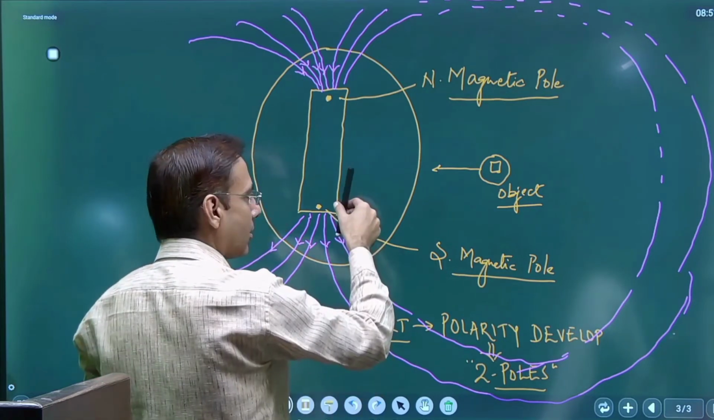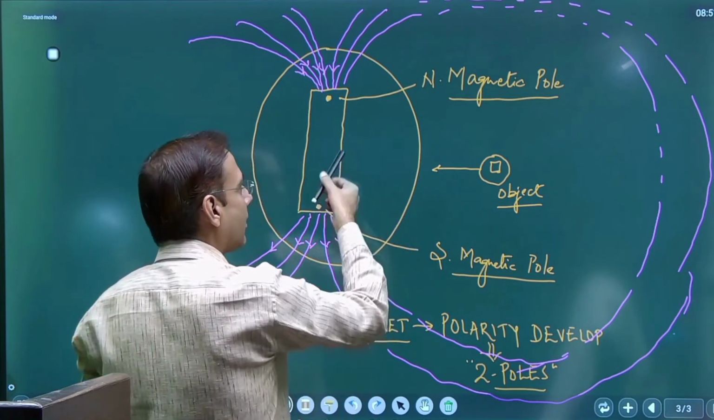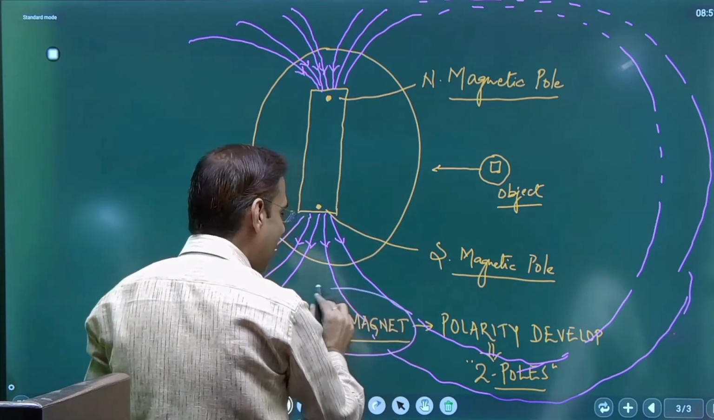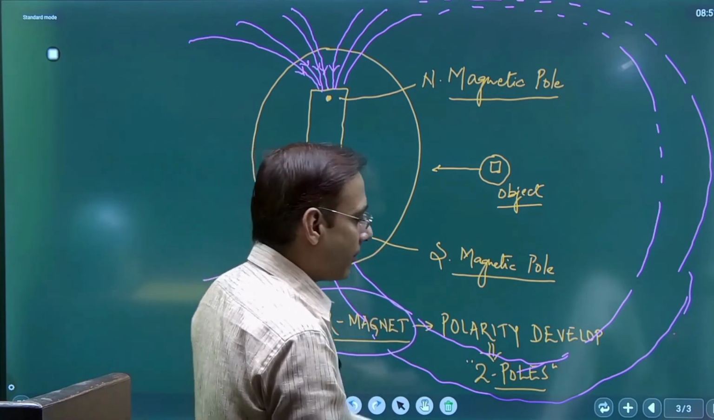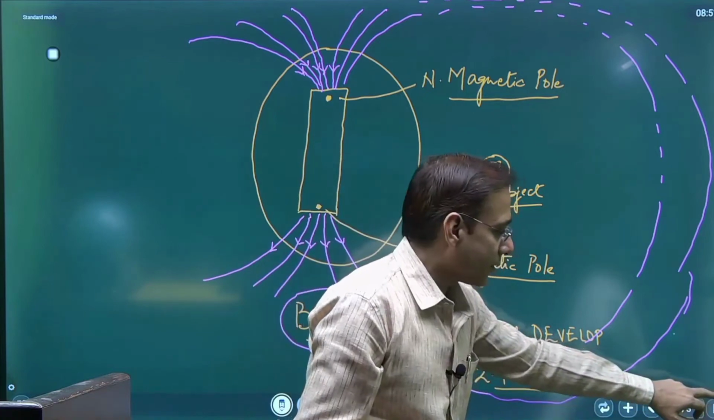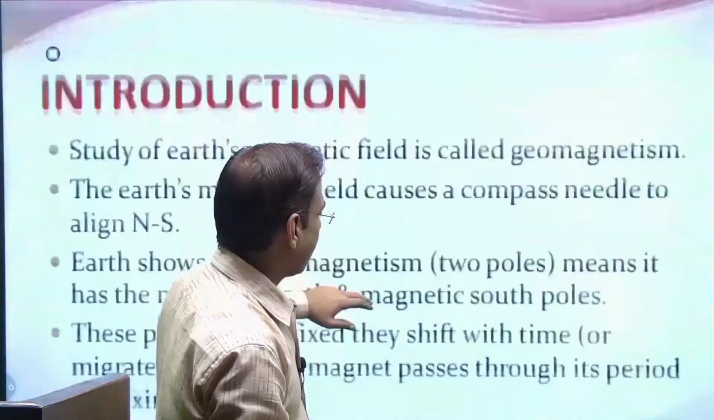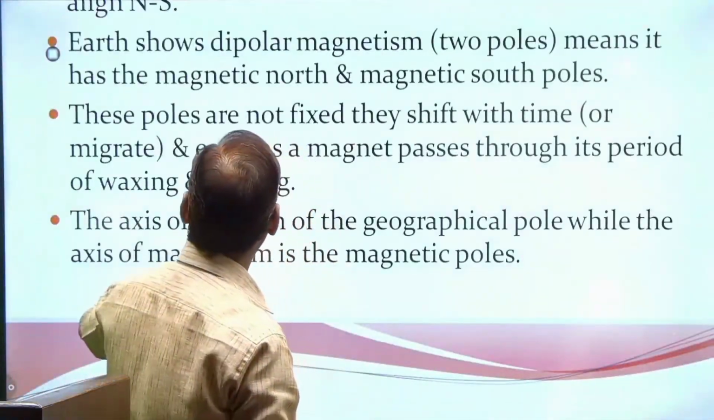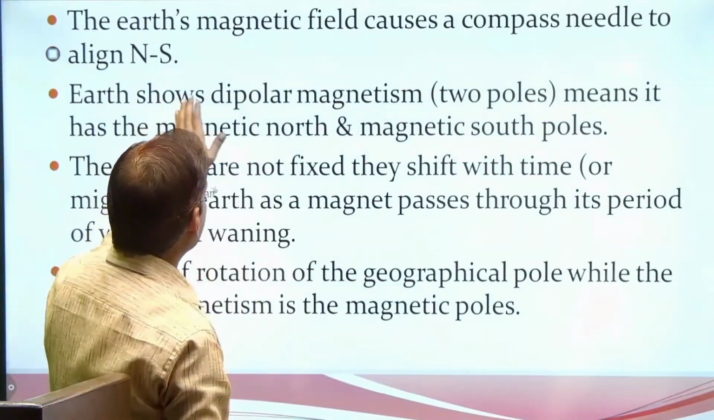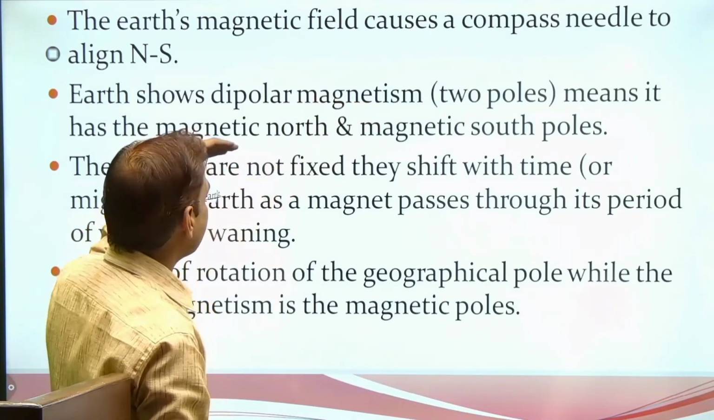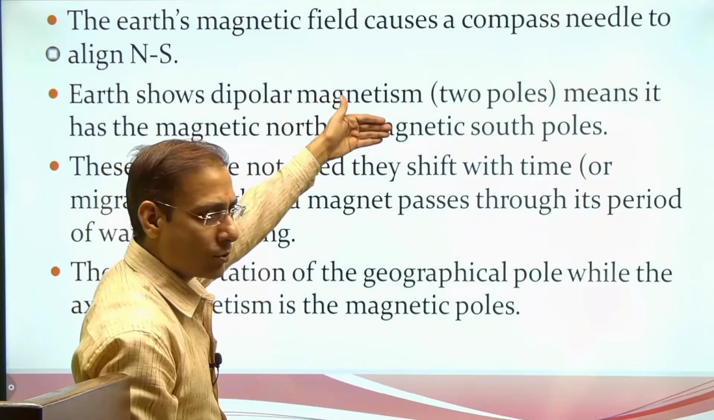Once you take a compass aligned in the north-south direction, that's why we can say that the Earth behaves like a bar magnet. Okay. Now let's see the next property. That's what I have written here: Earth shows dipolar magnetism, two poles, meaning it has the magnetic north and magnetic south pole.